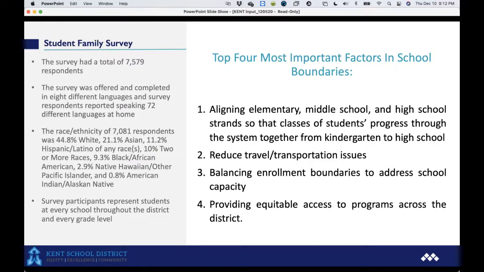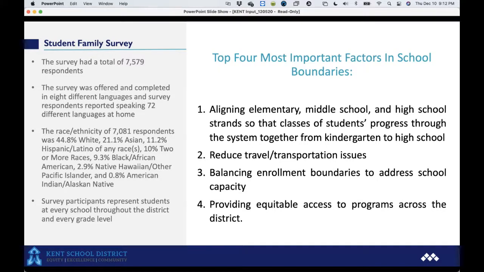So the student family survey had a total of 7,579 respondents. The survey was offered and completed in 8 different languages, and survey respondents reported speaking 72 different languages at home. Of the 7,579, 7,081 respondents answered the race ethnicity question.